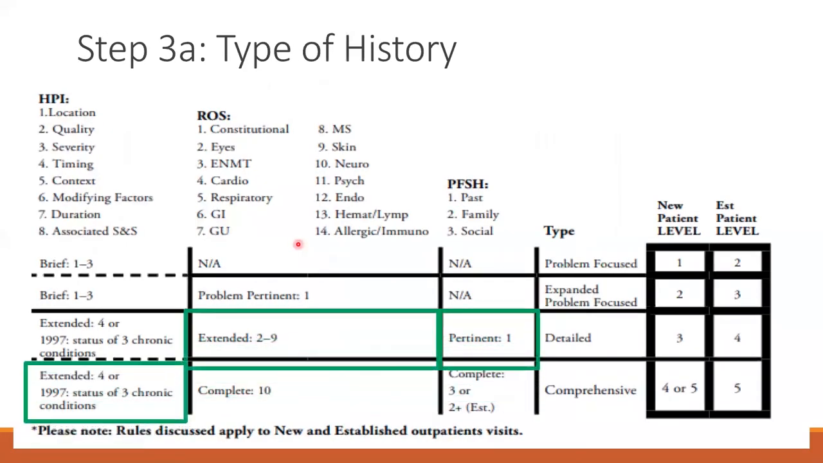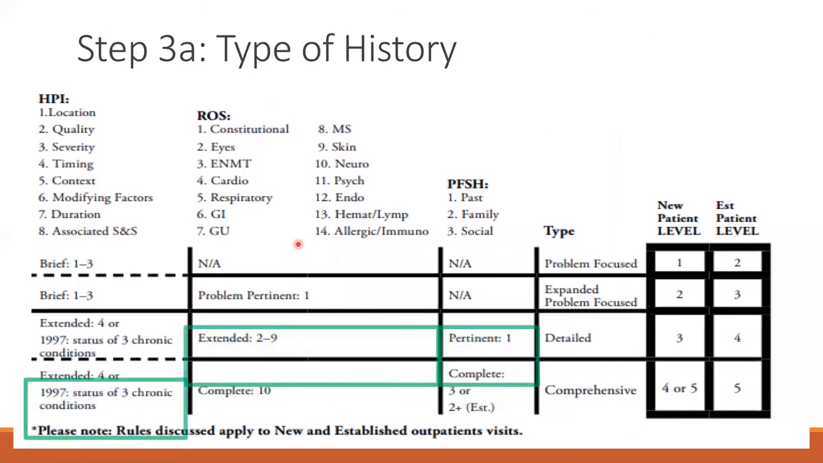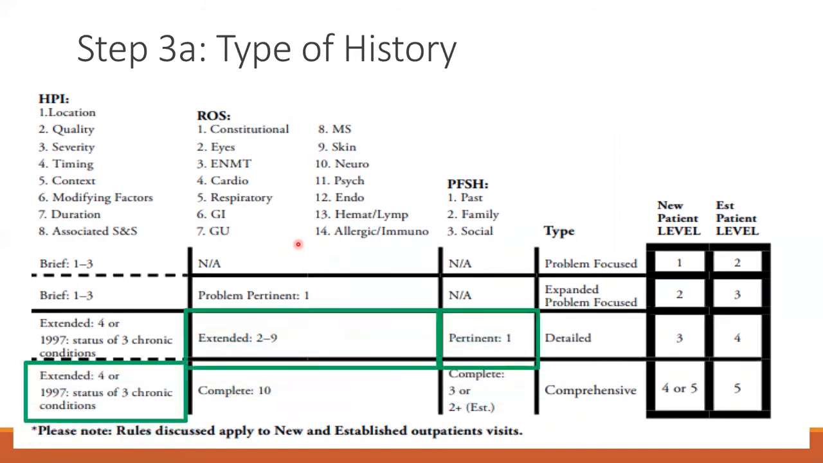So let's look at our history and present illness. We had 4 points of HPI, and our review of systems, we bulleted out 6 points. So we're in extended for both the HPI and review of systems. We had 1 pertinent past, family, and social history. So we would be at a detailed level of service based on our history. And because this is a new patient and not an established patient, it would be a 3. We would be thinking this would probably be a 3 based on history.